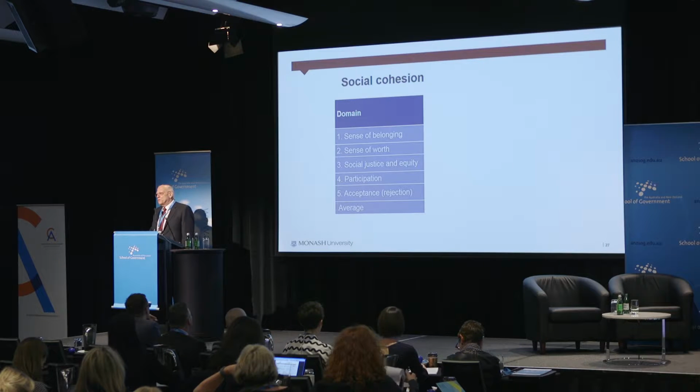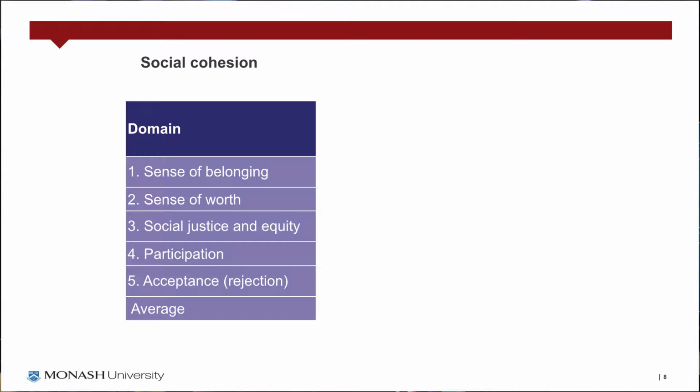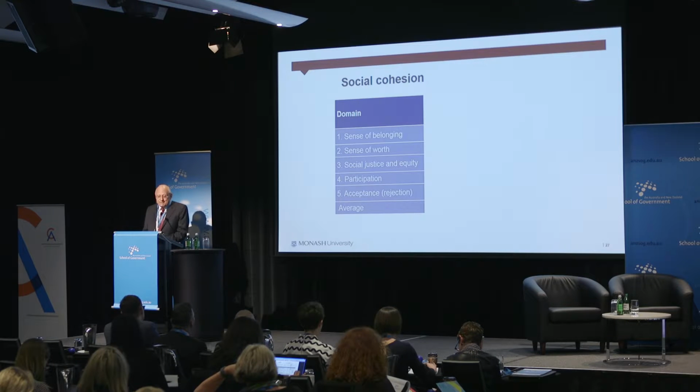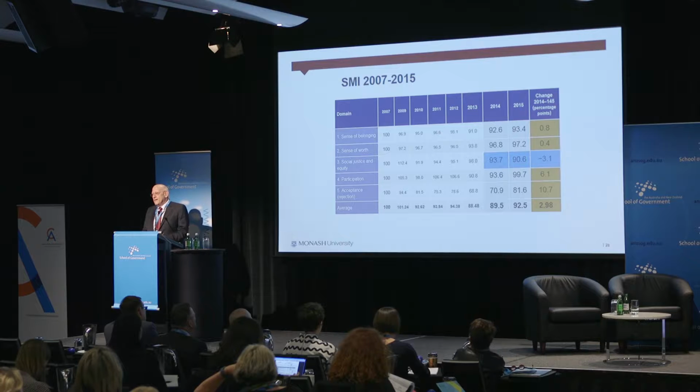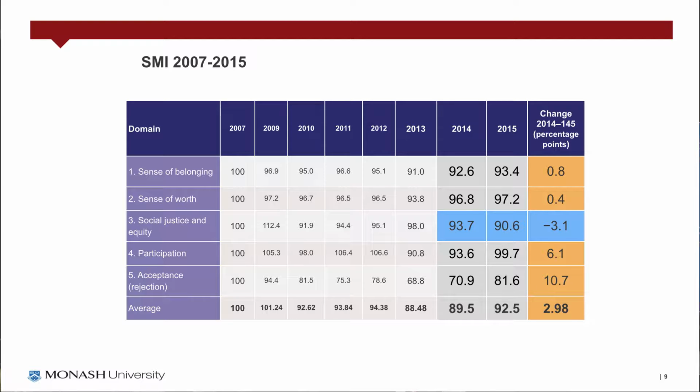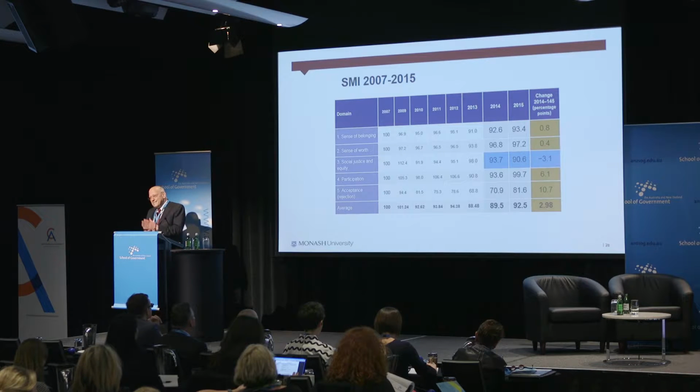So with regard to the Index of Social Cohesion, we've got 5 domains that we look at: belonging, worth, social justice and equity, participation, particularly in the political system, and the extent to which immigration is accepted or rejected. And what we've seen is relative stability in that index, except for one major decline in the context of perceived failures of the Rudd government, failure to deliver on undertakings and promises, and also in the context of the global financial crisis. And where that index is picking up greatest movement is in the index of acceptance or rejection.